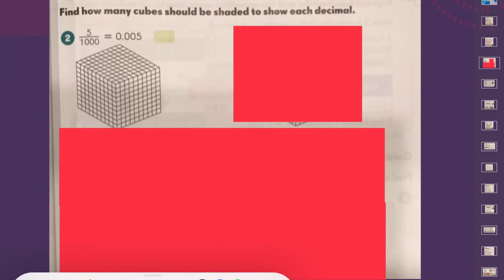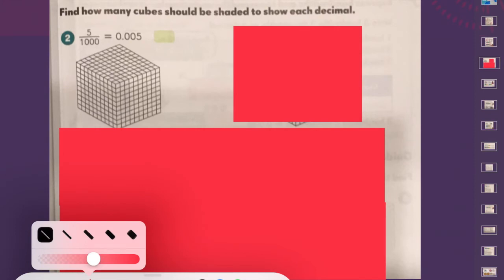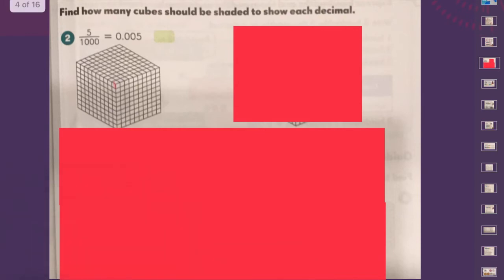So how many cubes should be shaded to show each decimal? If we are looking at 5 thousandths, think in your head how many you'd need to shade. And let's do 1, 2, 3, 4, 5. That's what 5 thousandths would look like.